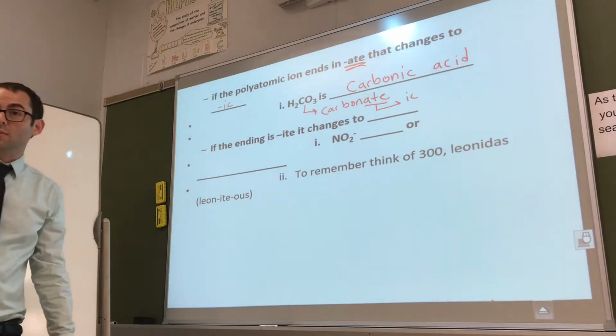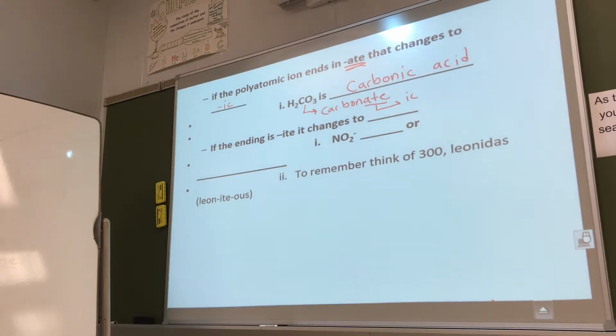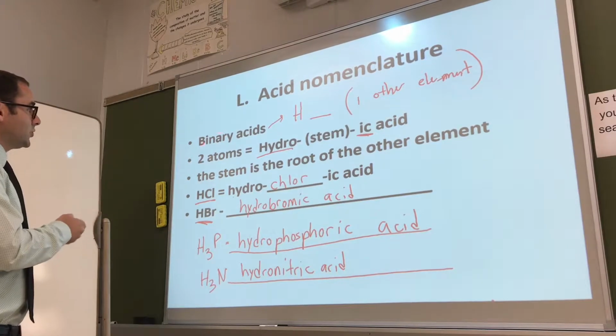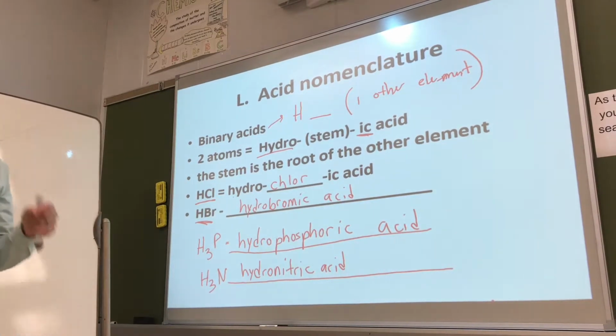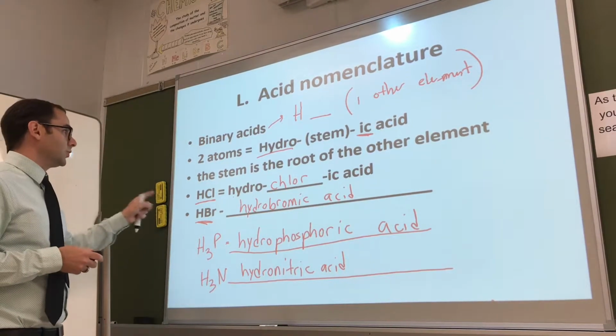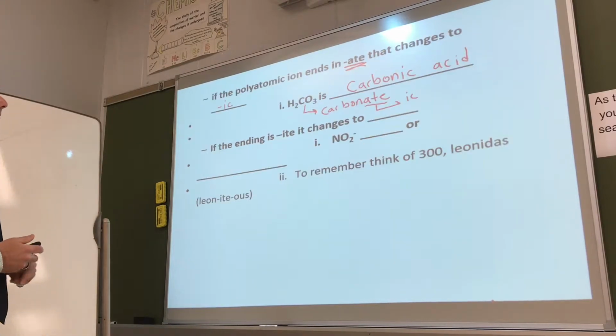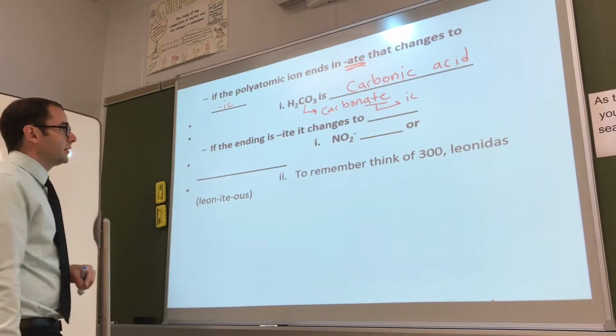All right, carbonic. Notice that there's no hydro at the beginning, right? And that's going to be a common mistake, is putting hydro where you shouldn't. Hydro is only if it's 2 atoms, right? Notice the one we just dealt with had 3 atoms in it, right? So you never use hydro unless there's only 2 elements, all right? Okay, so we have this carbonic acid here.